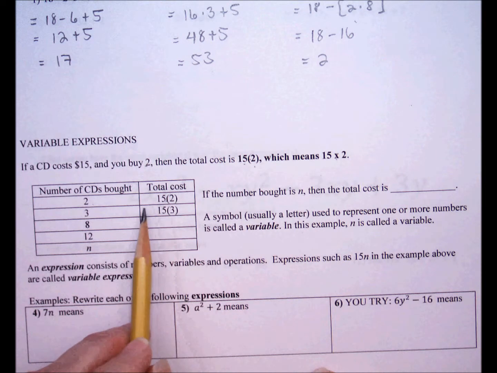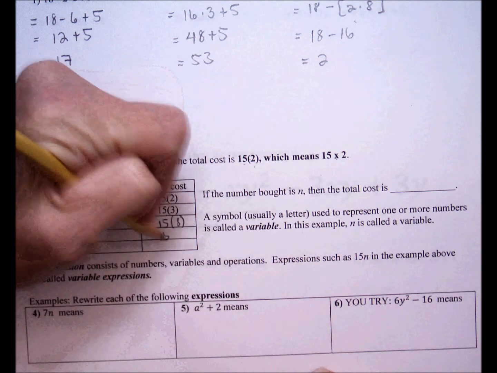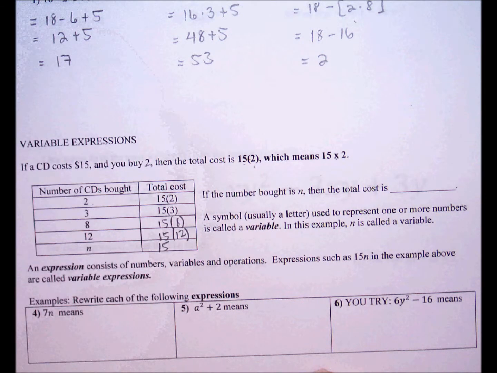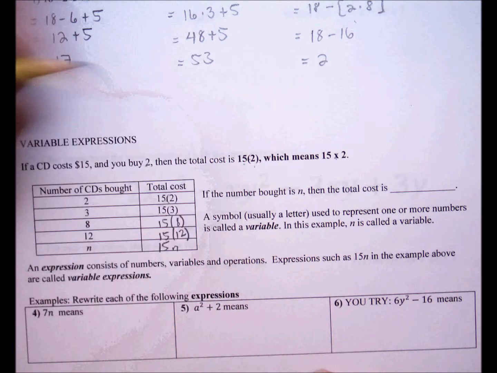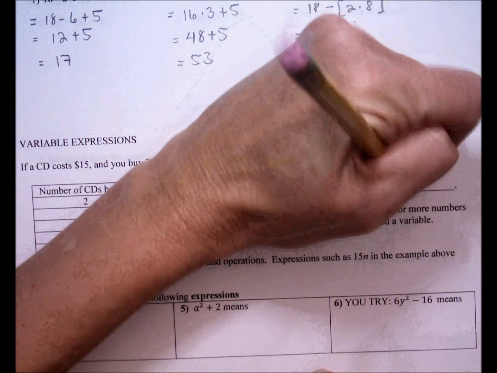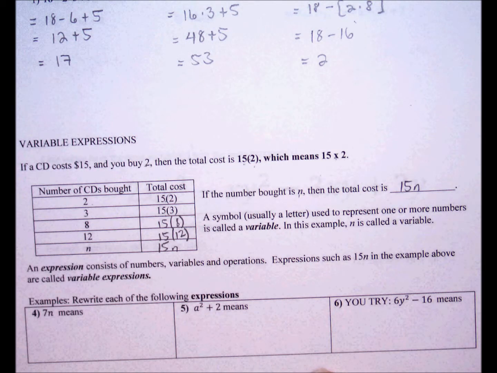So here's a little table. If I bought 2 CDs, as we noted, the total cost is 15 times 2. If I buy 3 CDs, the total cost is 15 times 3. If I buy 8 CDs, the total cost is 15 times 8. 12 CDs is 15 times 12, and so on. So what would be the cost of n CDs? It would be 15 times n. So if the number bought is n, then the total cost is 15n, which means 15 times n.